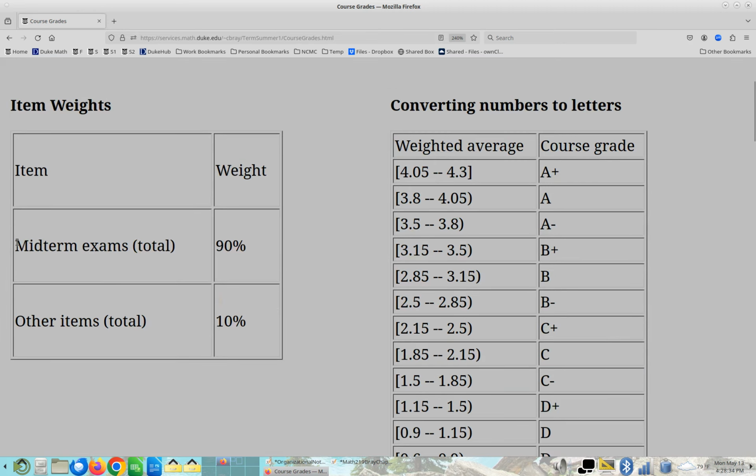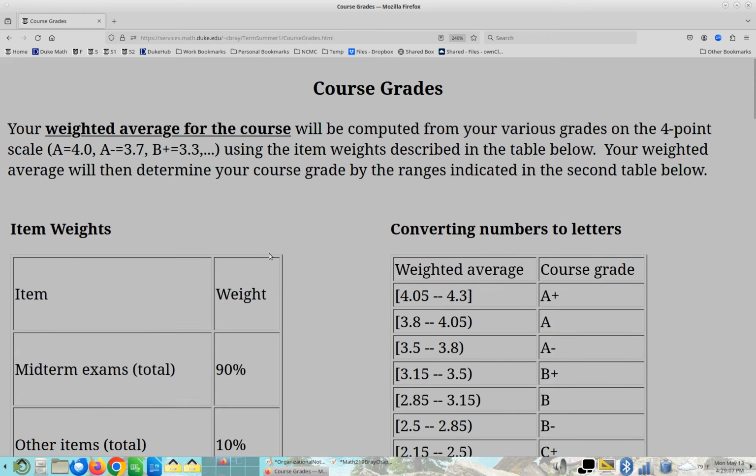So notice the midterms are the main thing. That's going to be the primary assessment of your proficiency, and they have to add up to 90%. That's been standard for many years at this point in multivariable anyway. But there are a few other items that are also significant. 10% is not nothing, right? That 10% can make quite a difference, and that'll be other items, and we'll talk about the specifics of those in a bit.